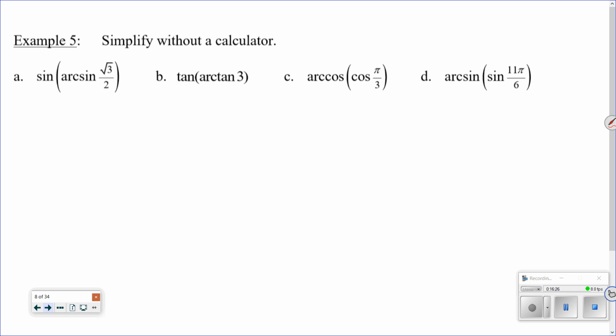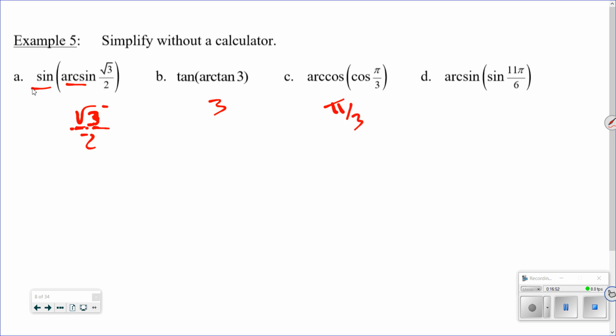Okay, so if you look at these three examples, the first one says, what is the sine of the arc sine of square root of 3 over 2? Hey, sine and arc sine are inverses of each other. They just cancel out. So that's square root of 3 over 2. Tangent of the arc tangent, same thing. That's just 3. Arc cosine of the cosine, again, cancel out. Pi thirds, pretty easy.